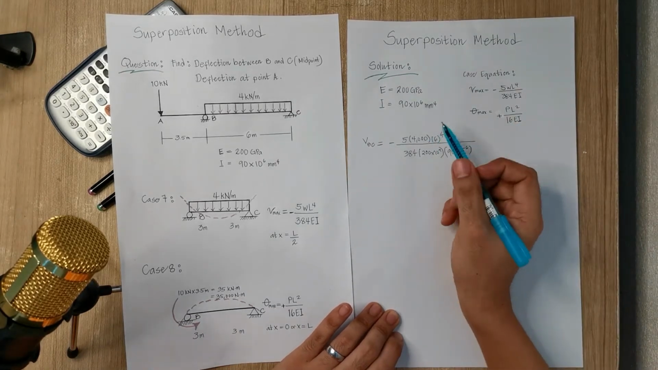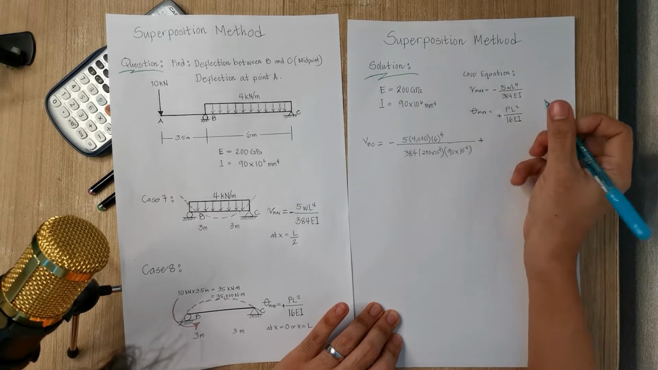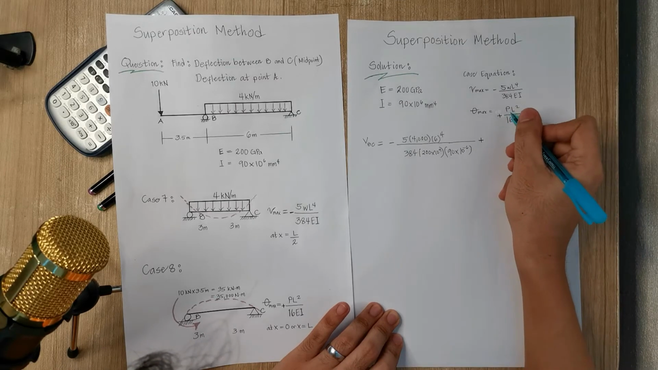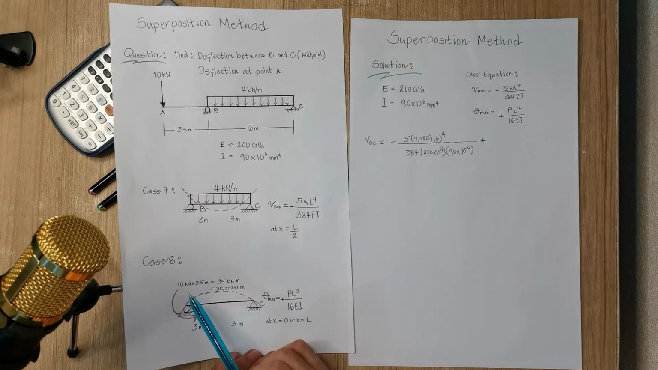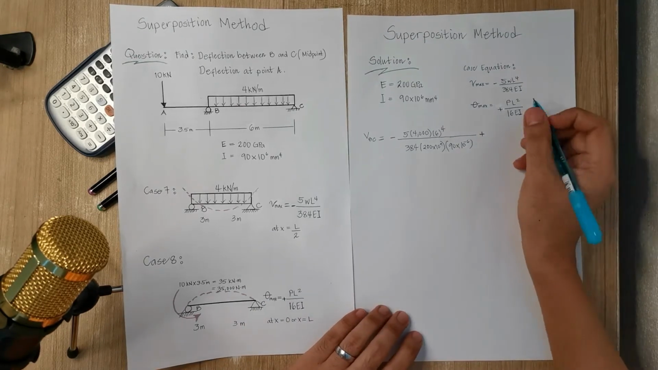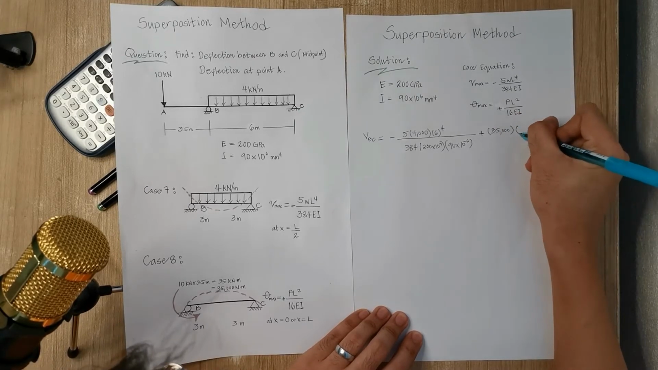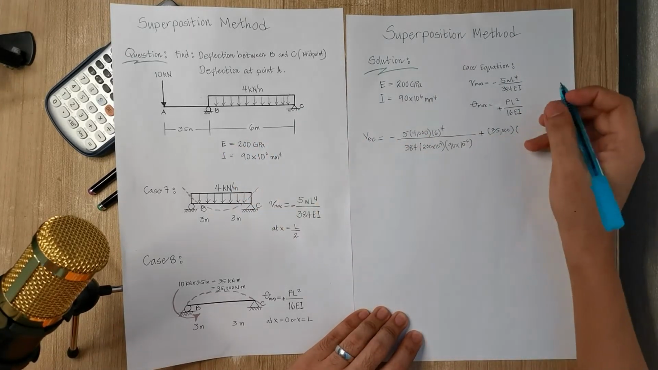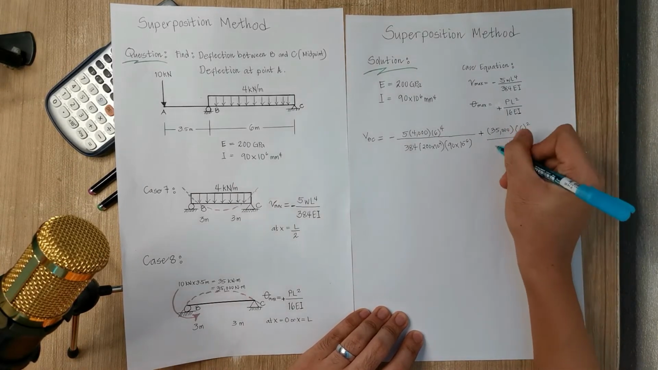So ngayon, add natin si case 8. So meron tayong case 8, plus lang natin, plus from here. So what is our P? So our P will be the reaction. So we have here the reaction. So 10 kilonewton times 3.5 meters, that would be 35 kilonewton per meter, or 35,000 newton per meter. So ilagay natin 35,000 newton times L. So ano yung length natin? So 6 yung length natin. So 6 natin ilagay dito to the power of 2 over 16.